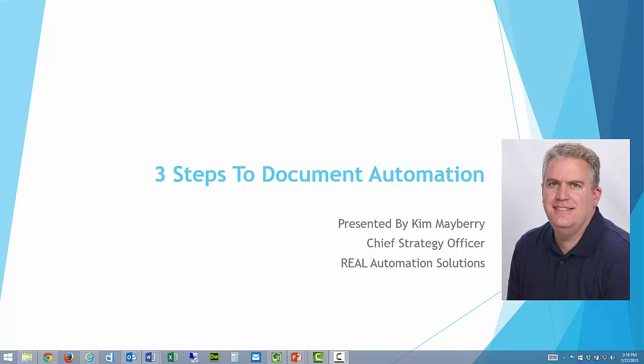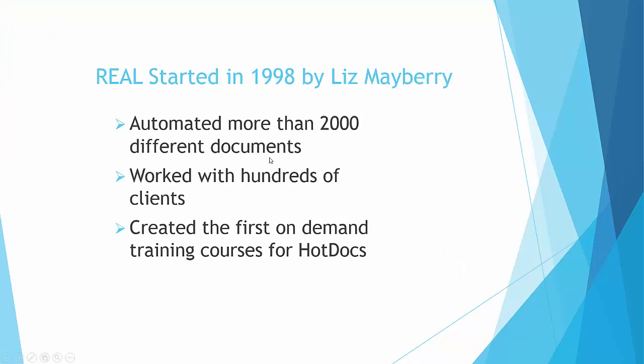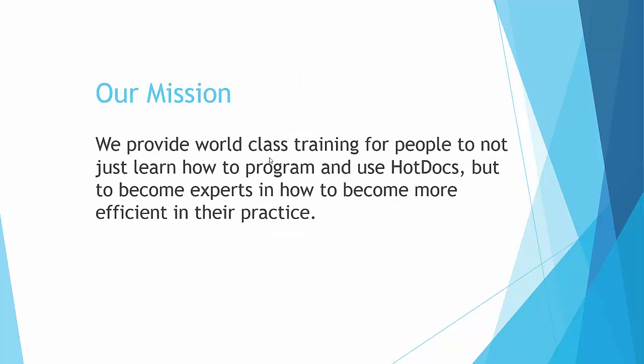So a little bit about Real Automation Solutions. We were started in 1998. We've automated well over 2,000 different documents and worked with hundreds of clients. And we created the first on-demand training course for HotDocs. Our mission here is to provide world-class training for people to not only just learn how to program and use HotDocs, but to become experts in how to become more efficient in their practices.